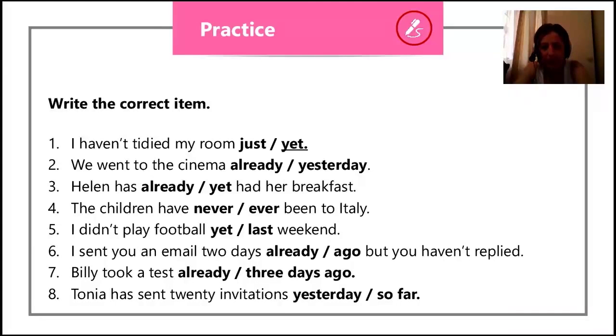Annie, number one, has already had her breakfast, for only one simple reason, because yet always goes to the end. So if we put yet here, it should be at the end. Helen has already had her breakfast yet, but even here it's not possible because yet is used in questions and in negatives, and this is a positive statement. So there are two reasons. Yet goes to the end of the sentence, and yet is used only in questions and negatives. Okay.